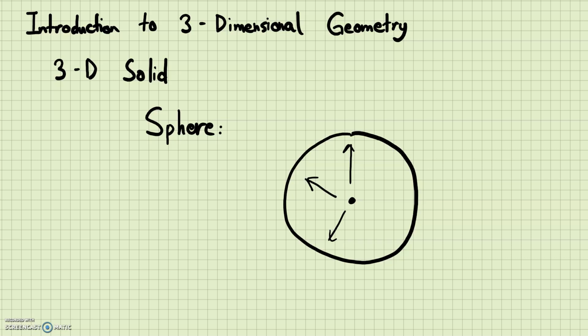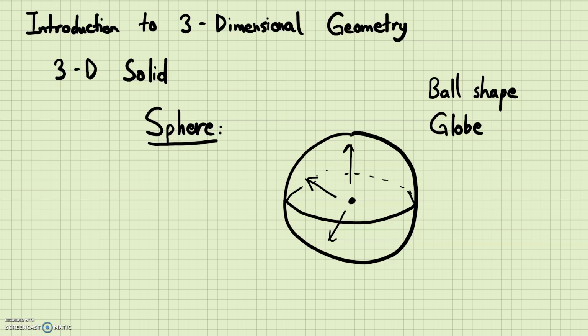So imagine that this is popping out from the screen, and also it's like extending out under the screen here. So it's like a ball shape, or a globe shape. The official name for this is a sphere. So that's what a sphere is.